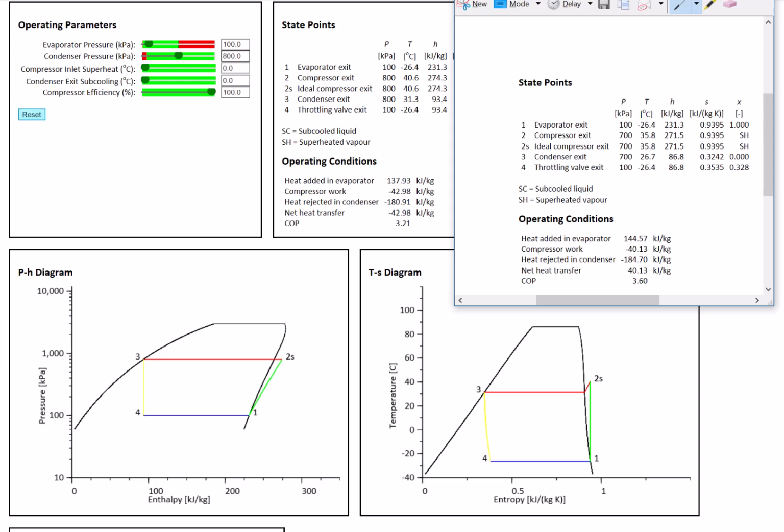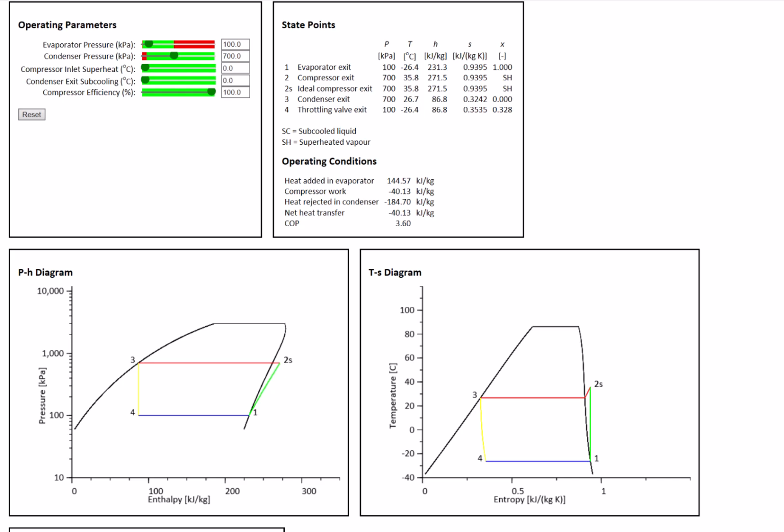So I'm going to hit reset so that we go back to our baseline conditions here, and now we're going to change the evaporator pressure. So instead of dropping the evaporator pressure, which will have a similar effect to increasing the condenser pressure because it will increase the spread between those two pressures, what I'm going to do is increase the evaporator pressure. So we'll go up to 200 kPa or 2 bar. So that's a fairly significant increase in the evaporator pressure. But you'll notice now the pressure difference is smaller, and so the temperature difference is also smaller.